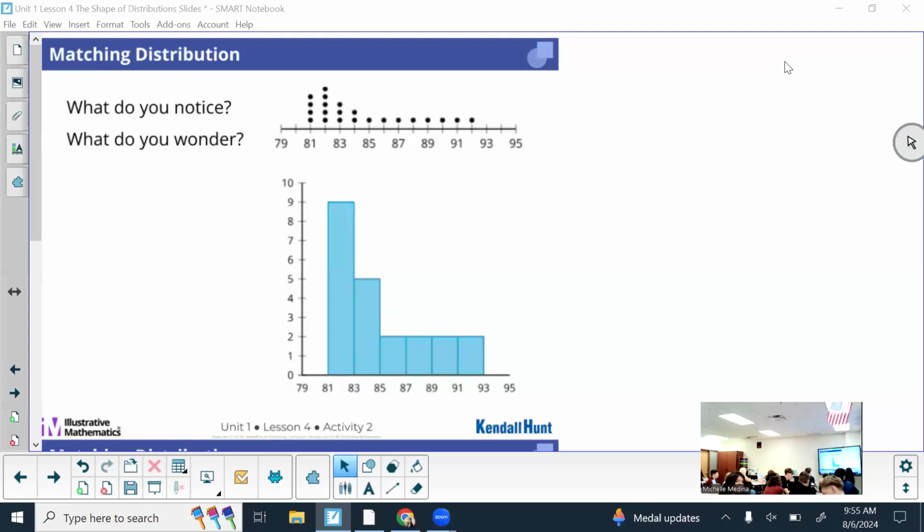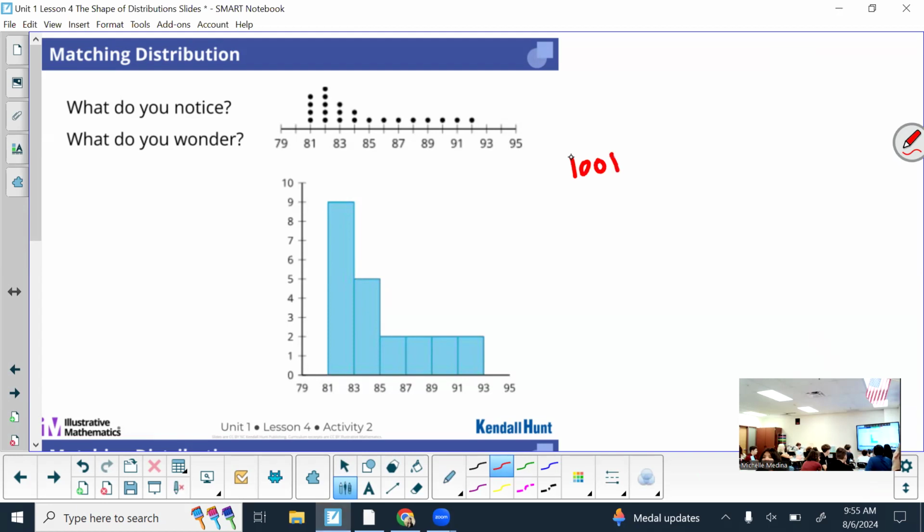Table 9, give me one thing you notice. Oh, I noticed that they both look alike. Okay, they both look alike. Table 1, give me one more thing you notice. It could be something really simple, but you notice. It is right skewed, good. So we are using our vocabulary.